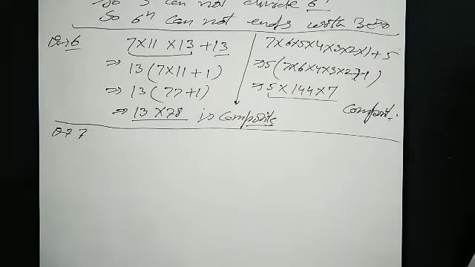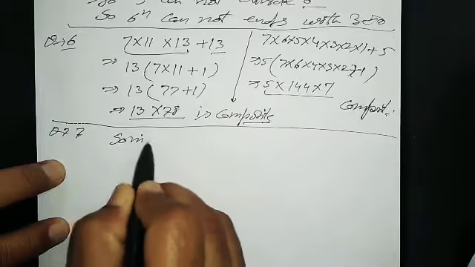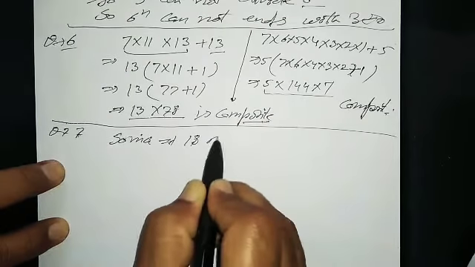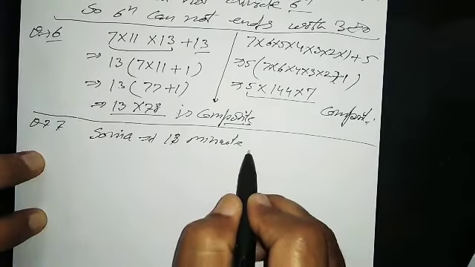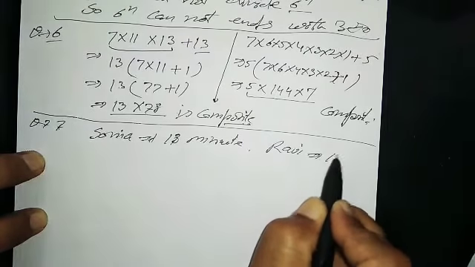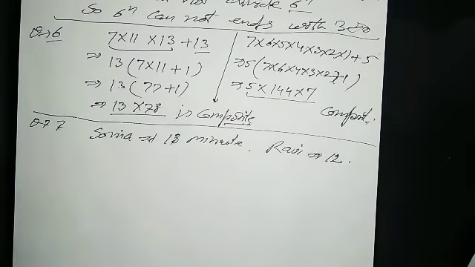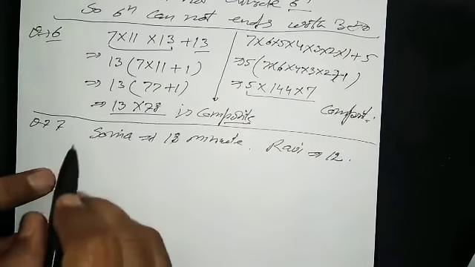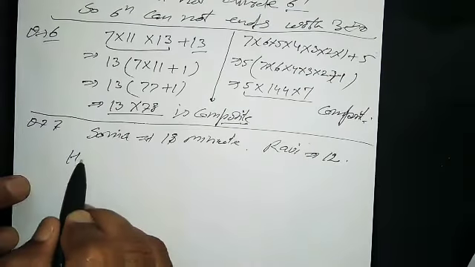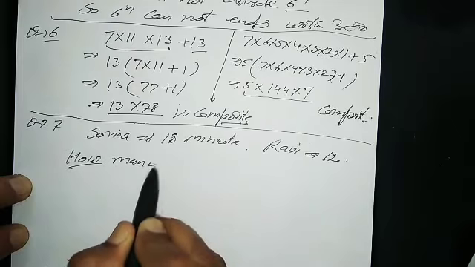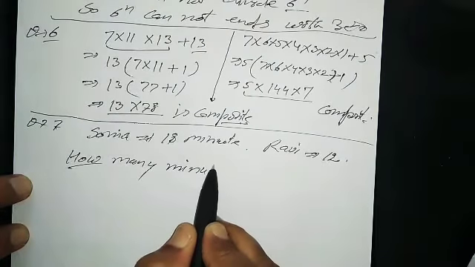There is a circular path around a sports field. Sonia takes 18 minutes to drive one round of the field, while Ravi takes 12 minutes for the same. Suppose they both start at the same point and at the same time and go in the same direction. After how many minutes will they meet again? We have to find when they meet again, right?